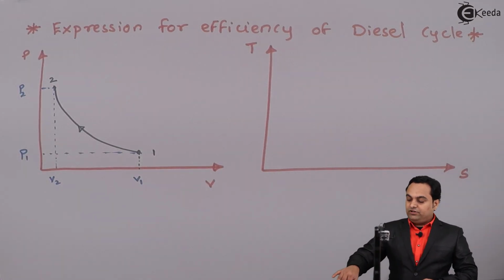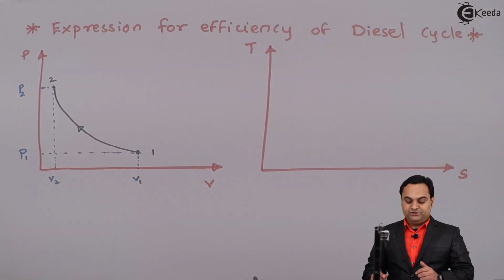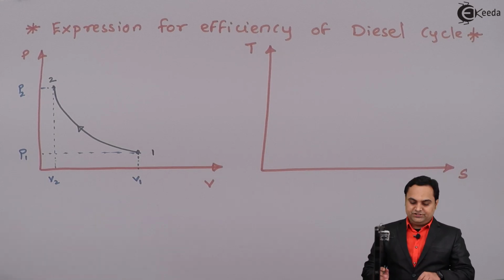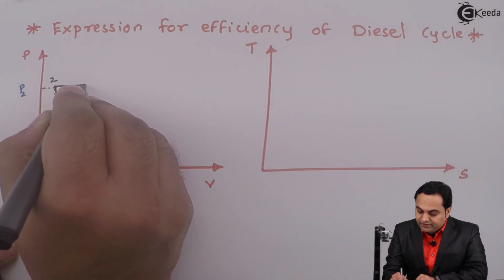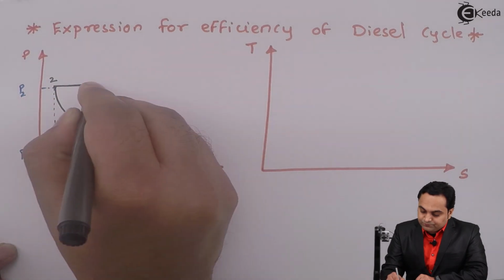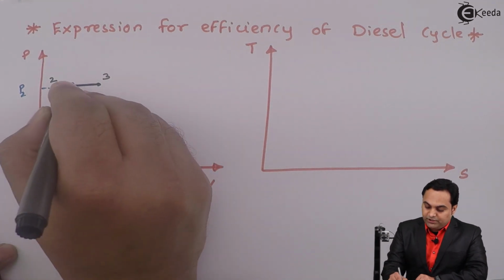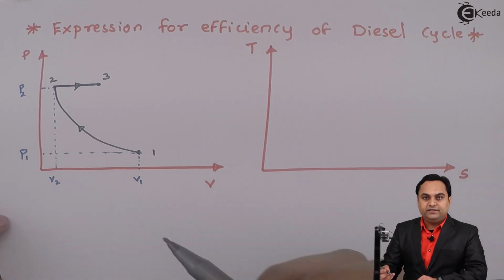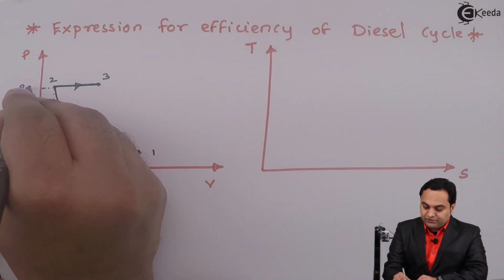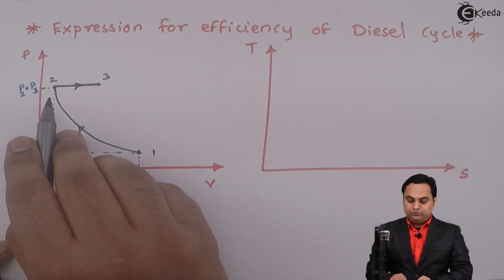Next, after the compression process, the second process in case of diesel cycle is constant pressure heat addition. So here, keeping the pressure constant, we are going to add on heat, and that will result in increase in the volume. So here I'll denote 2 to 3 as a constant pressure line. So I can say that pressure at point 2 and pressure at point 3, they are same. So this is the heat addition process from 2 to 3.